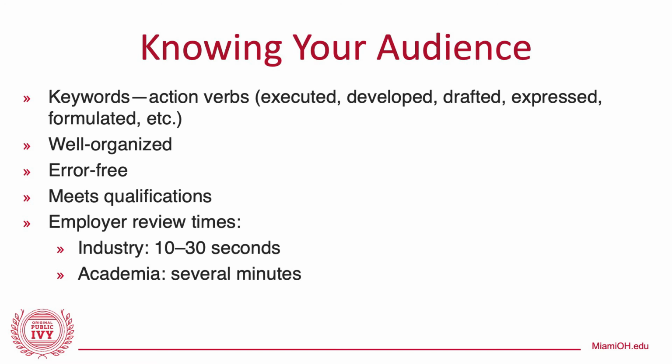The first step in writing a resume or CV is knowing your audience, or who will be receiving and reading your resume. You should use keywords that resonate with your audience and that are relevant to your industry area. Your resume and CV should also be well organized and error-free to make it easy for the reader to find the information they are looking for. Make sure the information you include meets the requirements of the position or school you are applying for, and remember that the readers have a very limited time to review your resume, often 10 to 30 seconds in industry settings and a few minutes in academia settings, so your content and format both matter.